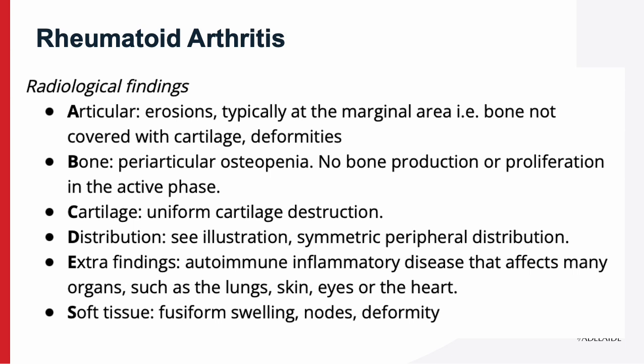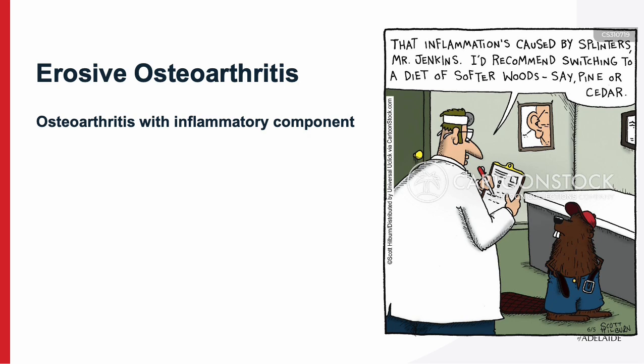D, we've already talked about the distribution. E, extra findings. So the key thing is this is an autoimmune inflammatory process, and it can involve multiple other systems, including lungs, skin, eyes, heart. And soft tissue, fusiform swelling, that's sausage digit, nodes, lymph nodes, and deformity is a key factor occurring late in the disease process. Okay, so moving on, the next one we're going to talk about is erosive osteoarthritis.